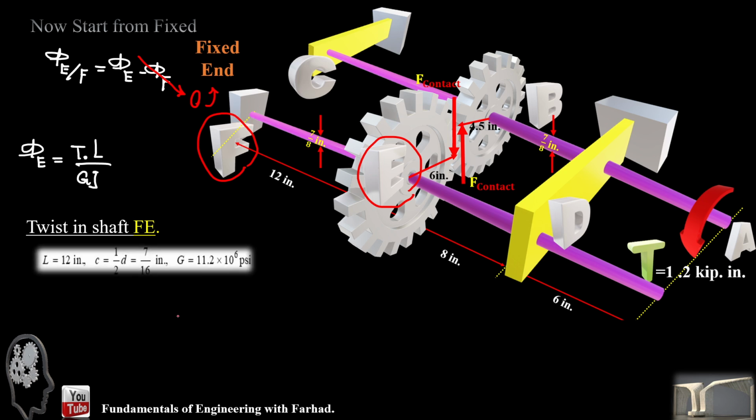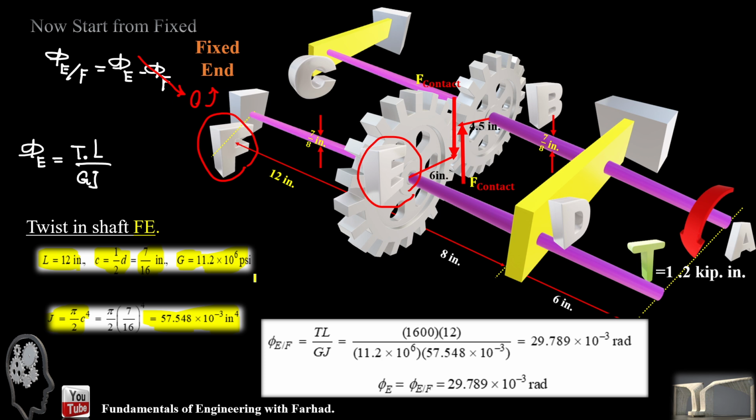We have the length of 12 inches for this shaft. C is half of the diameter, which is 7 over 16, and G is provided to be 11.2 megapascal. J is half of pi r to the fourth, and if you calculate the numeric value, it's this amount. If we put the numeric value in the equation phi E equals TL over GJ, it gives you this numeric value in terms of radian, and we know phi EF is equal to phi E.